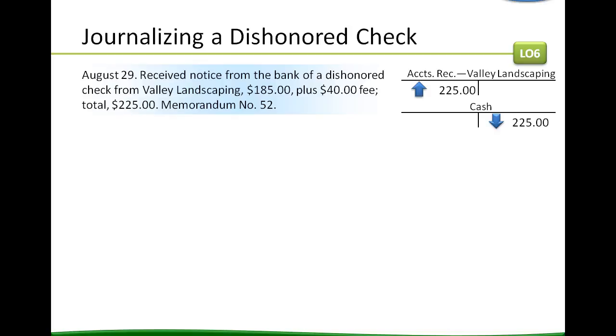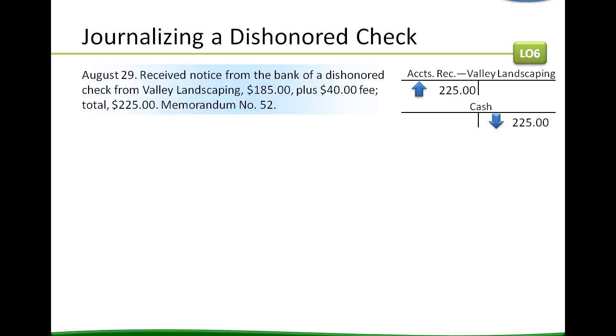All checks received are deposited in Delgado Web Services checking account. The entry for each cash receipt transaction includes a debit to cash. If a check is subsequently returned as dishonored, the previous cash debit for the amount of the check must be offset by a cash credit. The asset account cash is credited for $225 right there to show the decrease in assets.